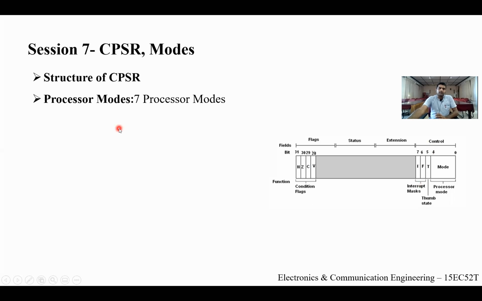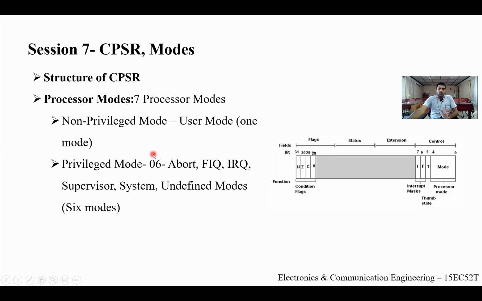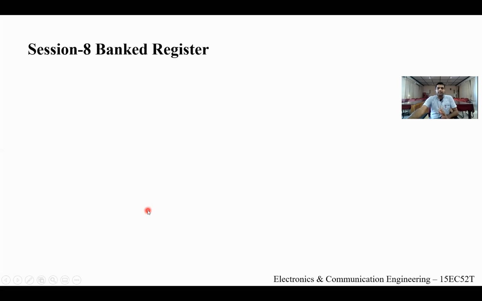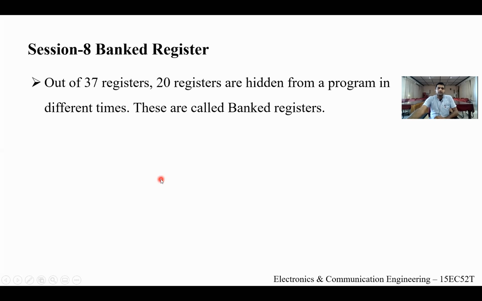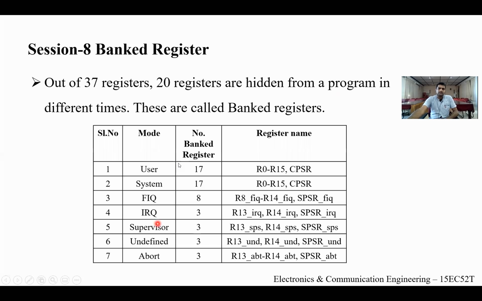Next, we studied the processor modes. There are 7 modes. Out of these 7 modes, one is a non-privileged mode, that is user mode. The rest of the modes are privileged modes. In the next session, we studied banked registers. In total, in ARM7, we have 37 registers. Out of 37, 20 are hidden from the program at different times. These are called banked registers. So here, the modes are given one by one. The number of banked registers used in each mode is given and register names are given.